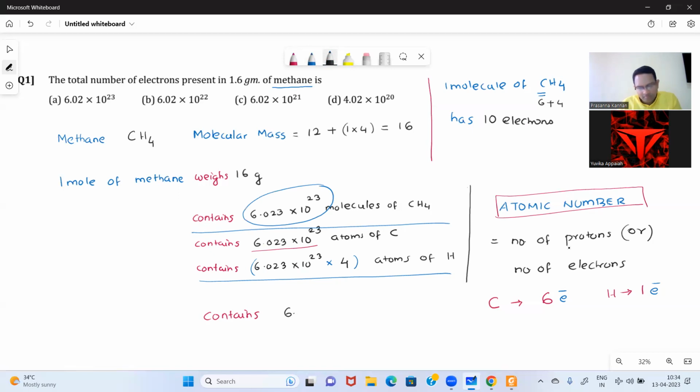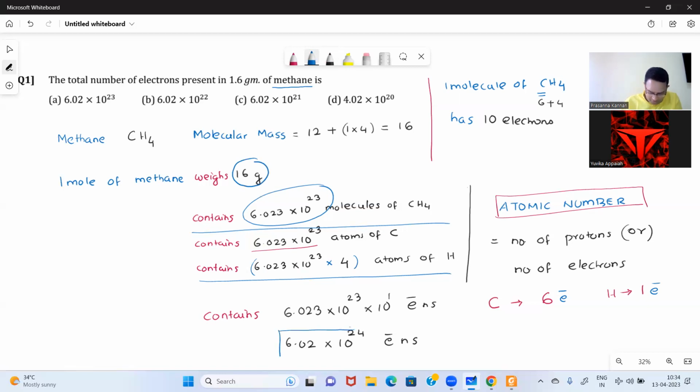So that into tens. Perfect. So it will be 6.023 into 10 power 24 electrons. In how many grams of methane, Yuvika? 16, sir. So in 16 grams, we will have 6.023 into 10 power 24 electrons, correct? Yes. Any doubts in this, Yuvika? No, sir. Okay. But how many grams do we have in our question?